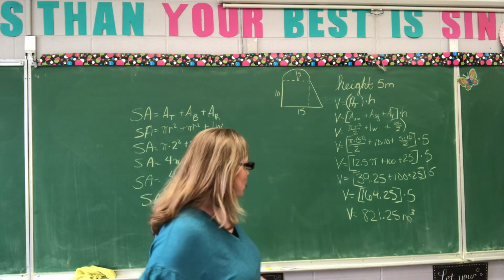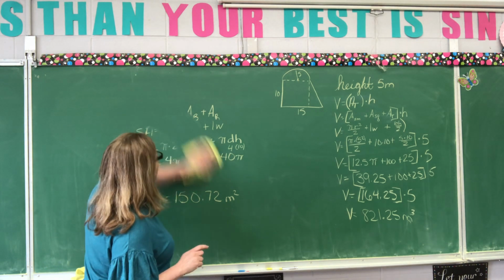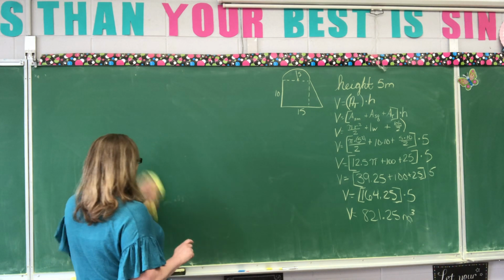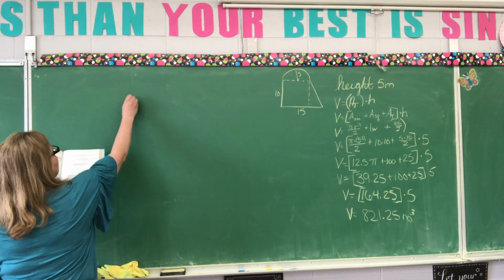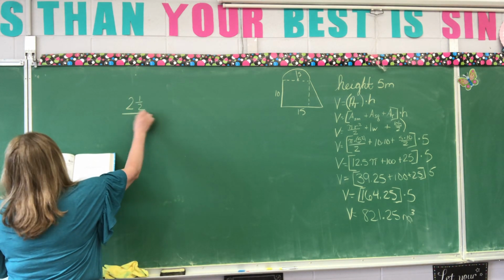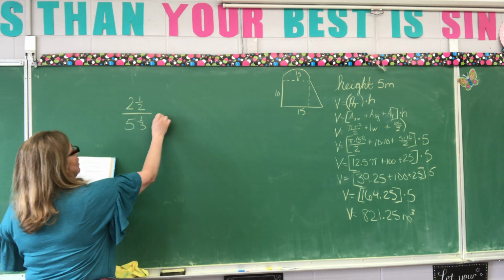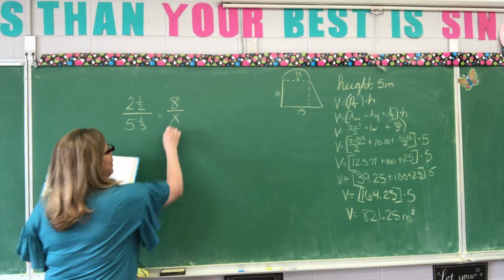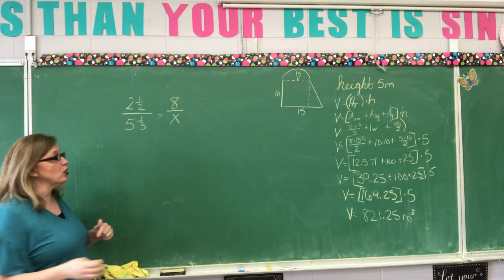Let's look back at your book. We're going to look at number 17. This is the last one we're going to look at. Okay, this is the last problem I'm going to work out with you. It says 2 1/2 over 5 1/3 equals 8 over x. Okay, what am I going to do? We're going to cross multiply.